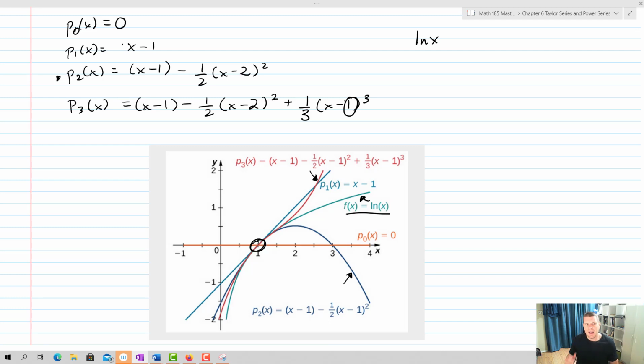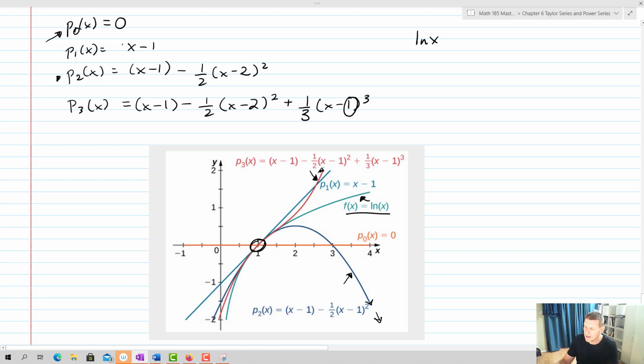And not only that, the lower the polynomial is, the worse it is. For example, P0 of x equals 0, that's not even close to natural log of x. x minus 1 is somewhat closer, especially in the vicinity of 1, but still not close. P2 of x is going to get closer still. P3 of x will get even closer. Because you can see P2 of x actually ends up going down towards negative infinity, but P3 of x at least is going to start increasing. If we went to P4 of x, we'd actually get a better approximation. P5 of x, a better approximation.